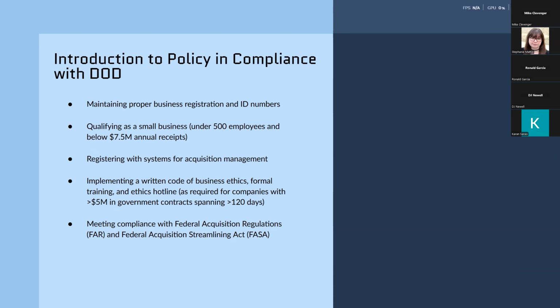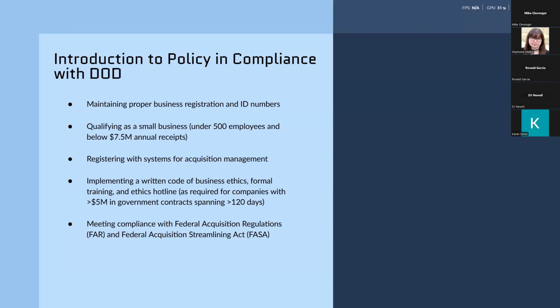A great starting point for dealing with government contracts is making sure you get proper registration and ID numbers for your business and meet the standard size requirements, in which Sandtech falls under the small business category with less than 500 employees and below annual receipts of 7.5 million. In addition, registration with systems for acquisition management and maintaining compliance, as well as meeting cybersecurity requirements, are necessary.